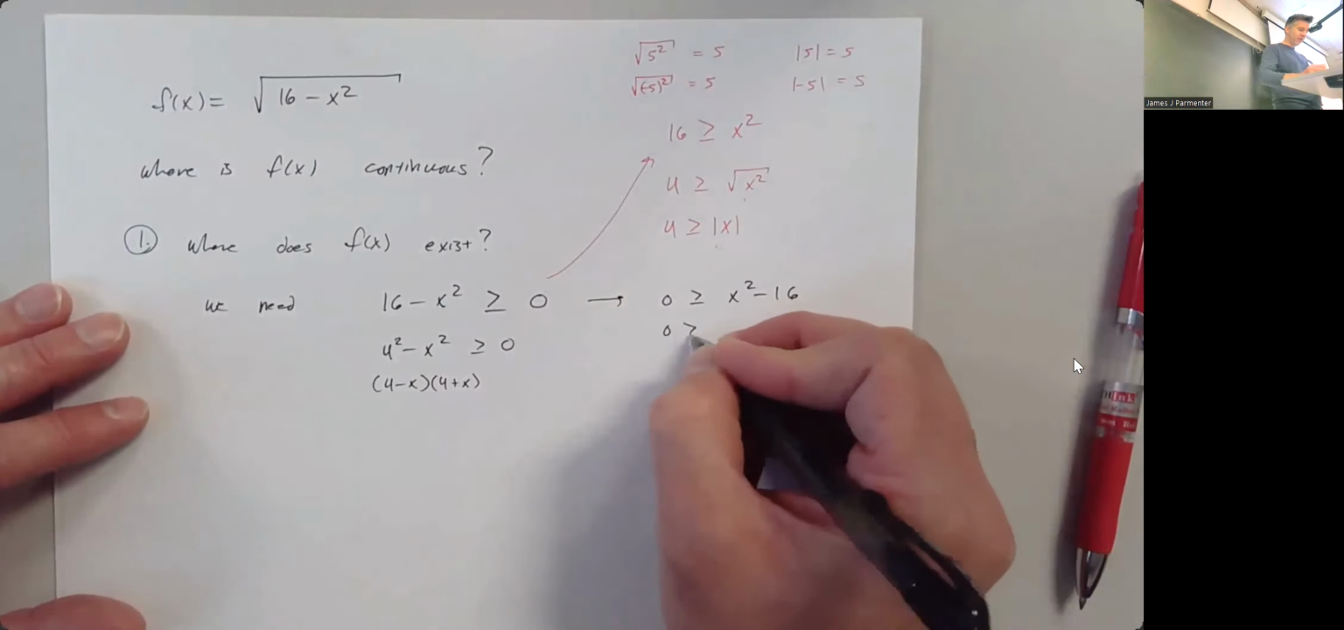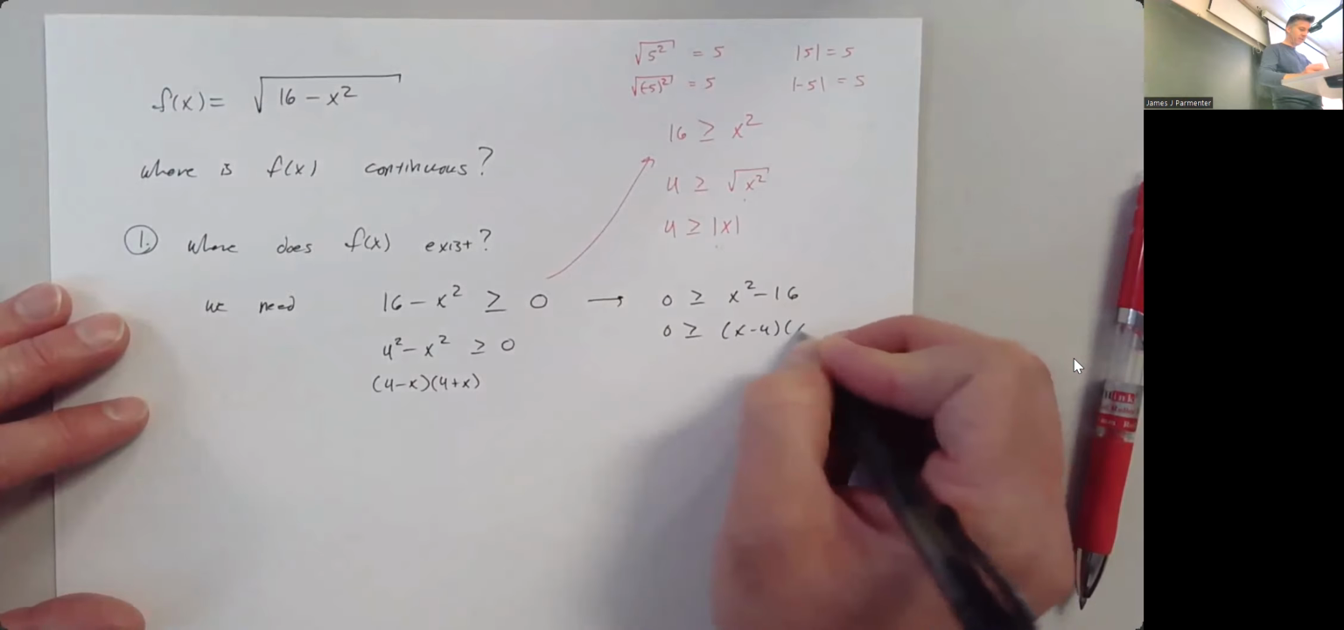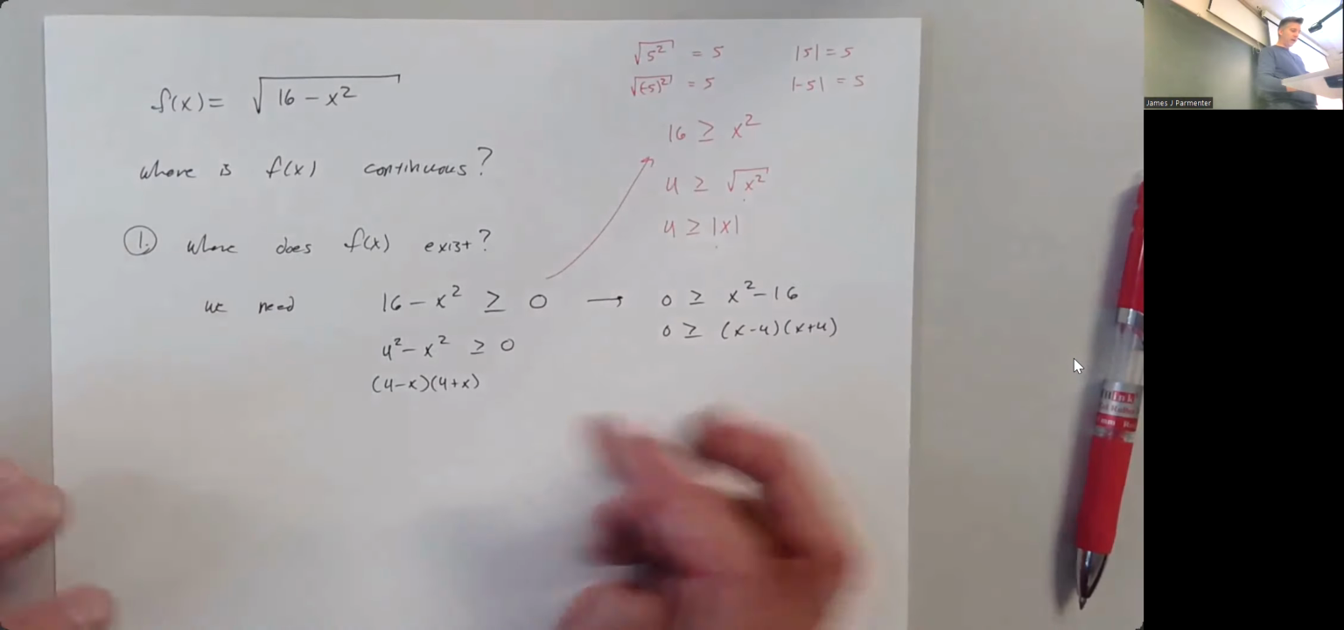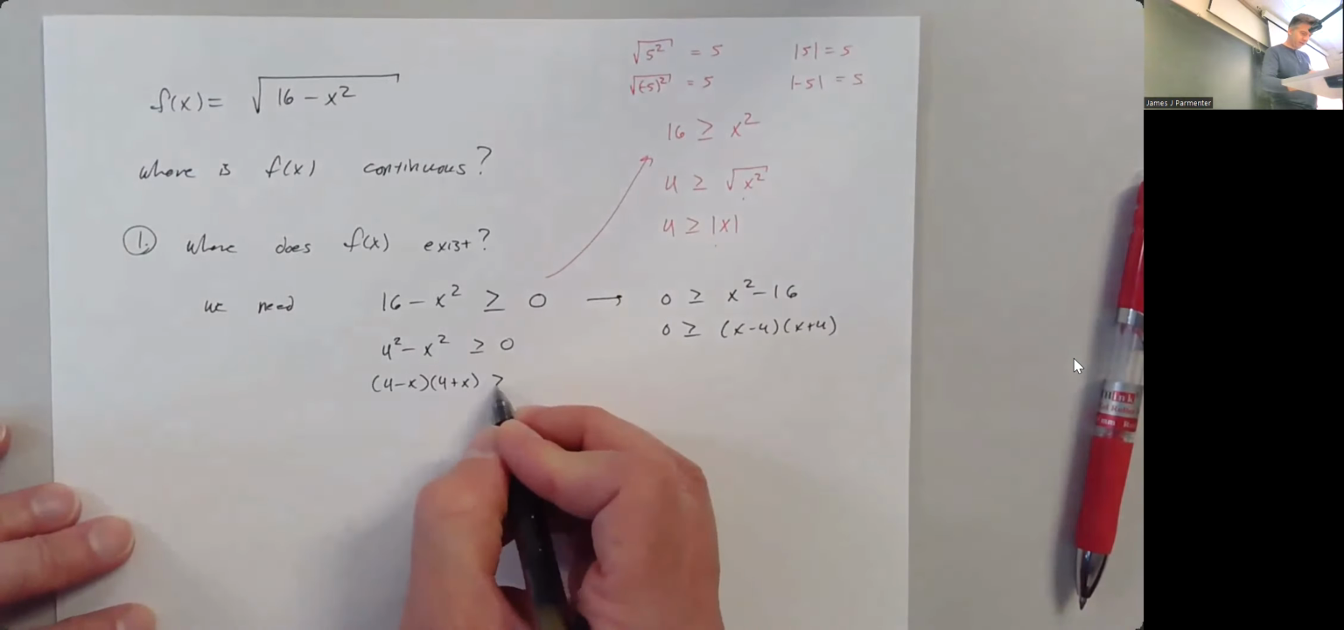And then you could factor it that way as x minus 4 times x plus 4. But I'm not going to do it that way. But you could do that if you want. So now, this should still be greater than or equal to 0.